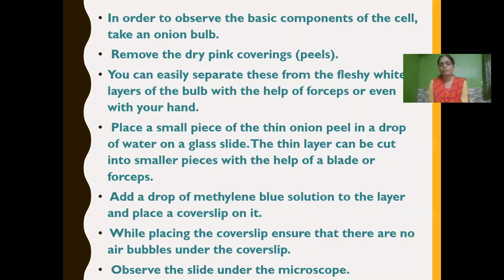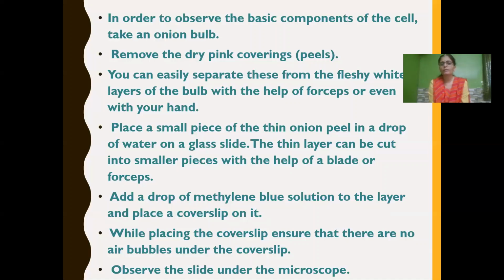And now what we have to do is add a few drops of methylene blue solution. It is a stain. Add that methylene blue solution, and then put a very fine cover slip on it, which covers that onion peel. This glass slide and cover slip, we will be personally performing once we resume our school with the children. So until then, let us discuss and understand the activity.